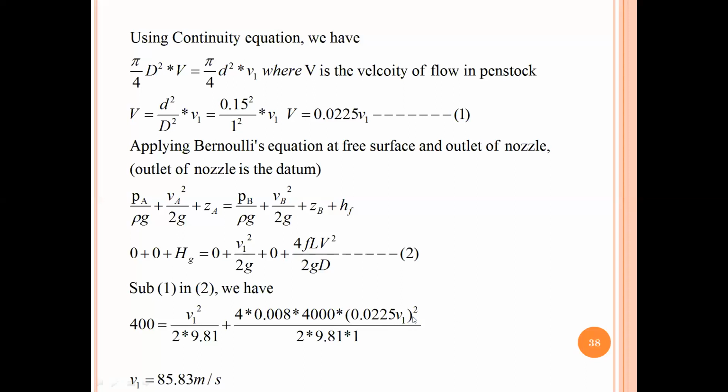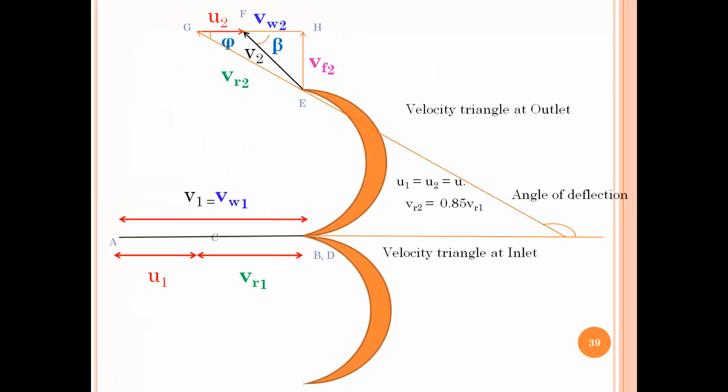So I'm substituting this V as 0.0225 V1. When I substitute it and solve it further, you have to solve it a little bit. I'll be getting V1 is equal to 85.83 meter per second. Now with this, I come to the end of Bernoulli's equation. I have got the initial data. Like in the previous problem, I'll again be calculating V1, U, at inlet, at outlet, etc. So again, the velocity triangle is the same.